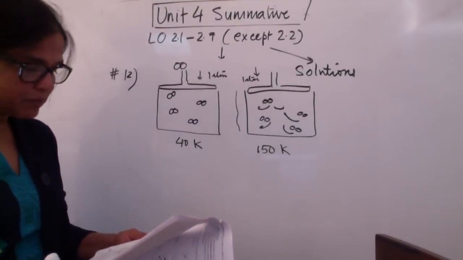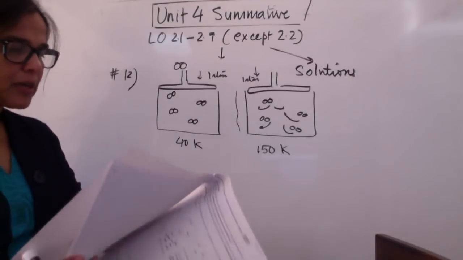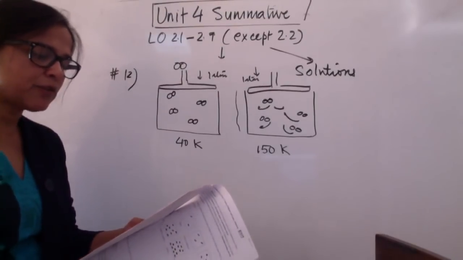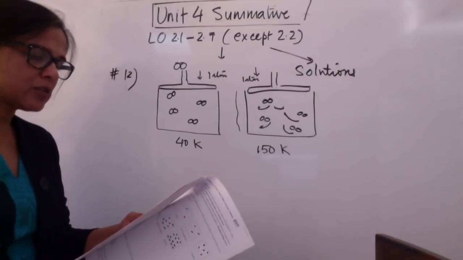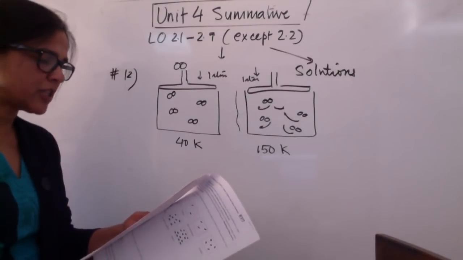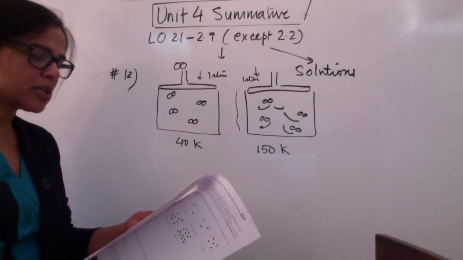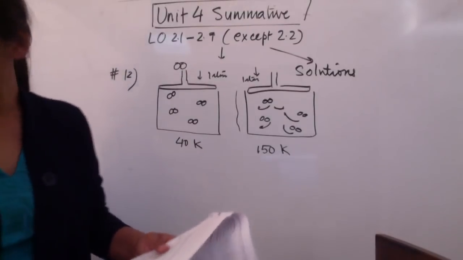Now, on to number 9. Number 9 says, NO2 is one of the greenhouse gases responsible for the brown color of the smog. 2 nitrogen dioxide molecules can react to form 1 nitrogen tetroxide. Draw a particulate level drawing showing 2 molecules, each of NO2 and N2O4 above a liquid solution of N2O4.